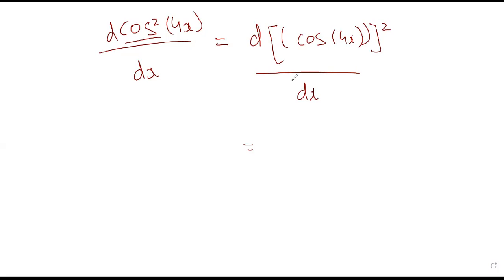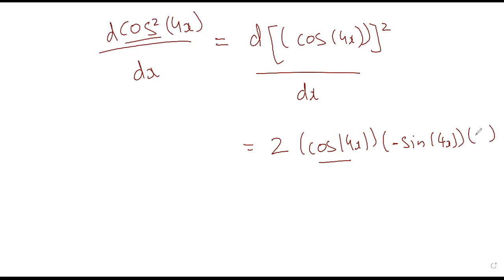Now if you differentiate this, this 2 would come as it is. The bracket part stays the same. And the derivative of what we had inside the bracket would come, minus sine 4x. And what is left, Ranjani? We have to write something else over here. 4. Excellent.